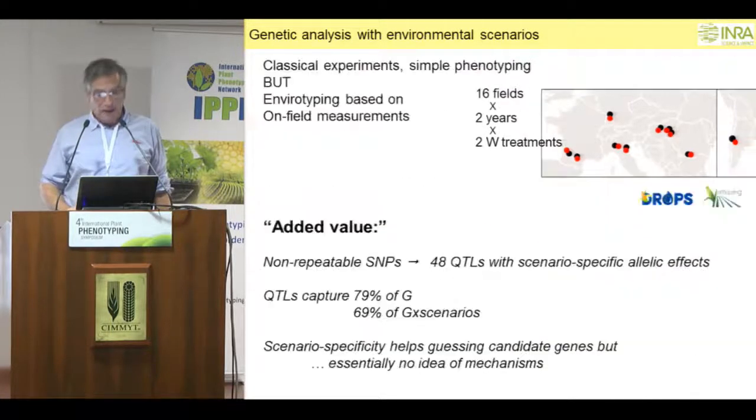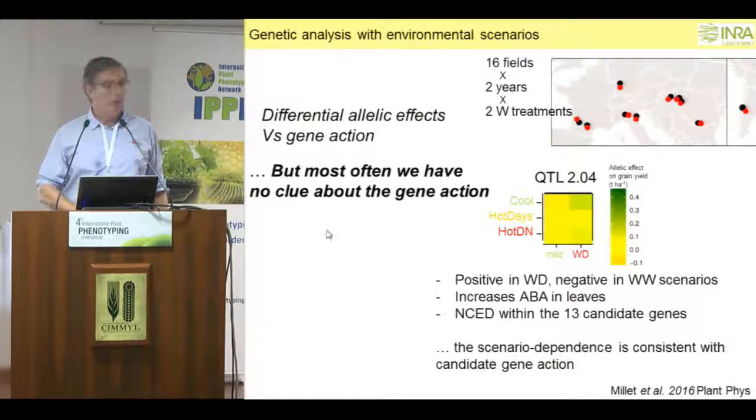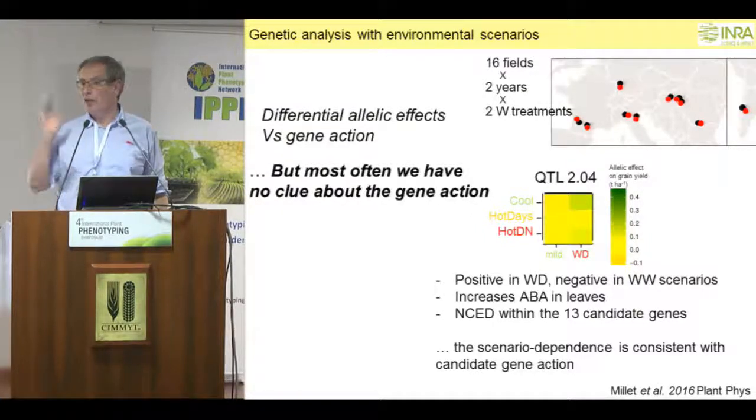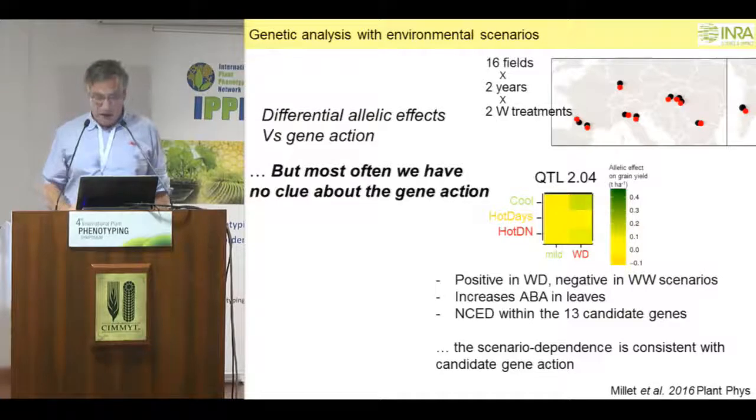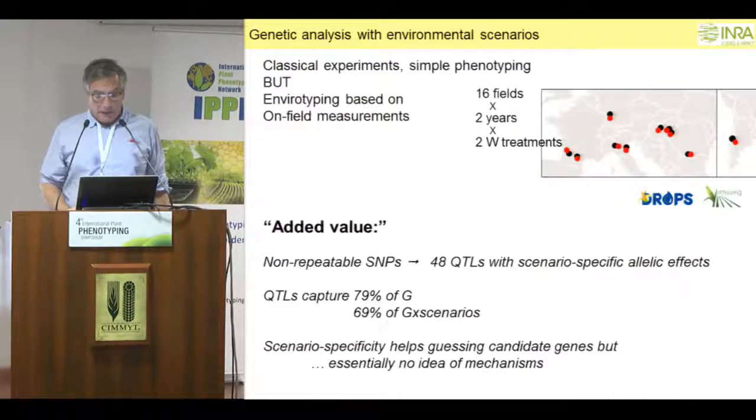We have to say that this is the exception, because most often we have absolutely no clue of the effect of any of the genes in the QTL. So, what is the added value here? We have a classical experiment, simple phenotyping. The only thing is envirotyping based on on-field measurements.